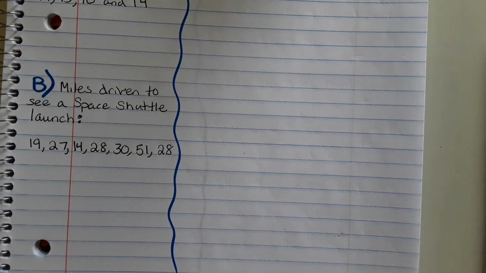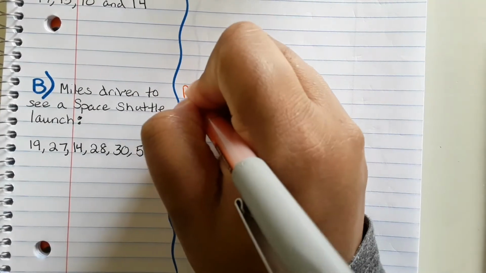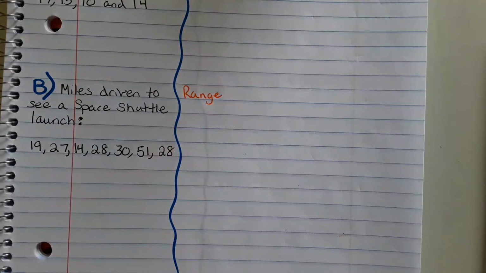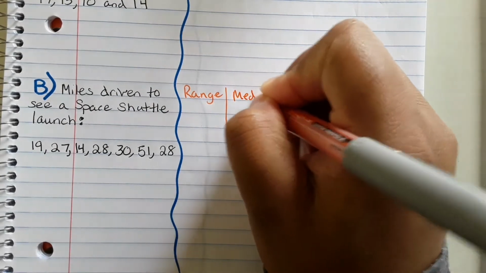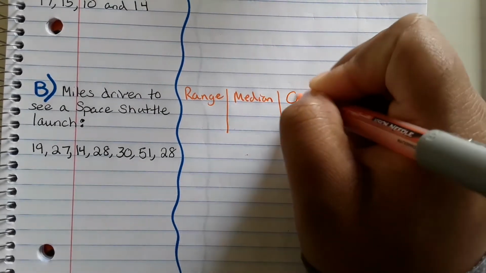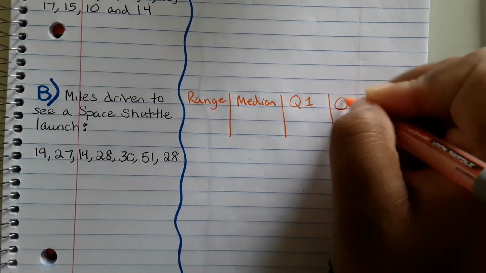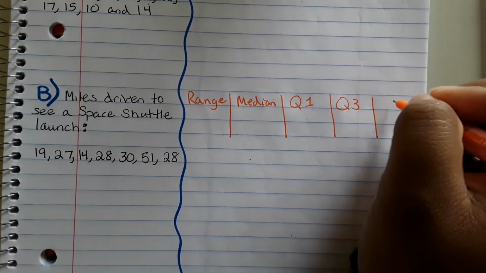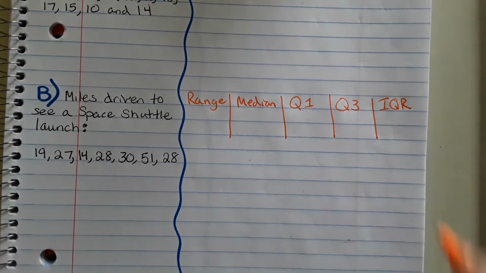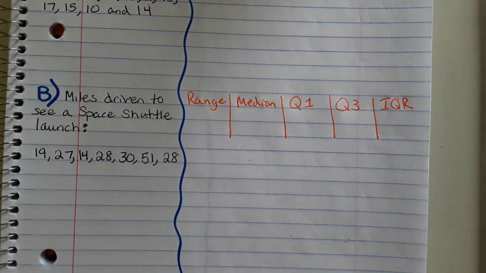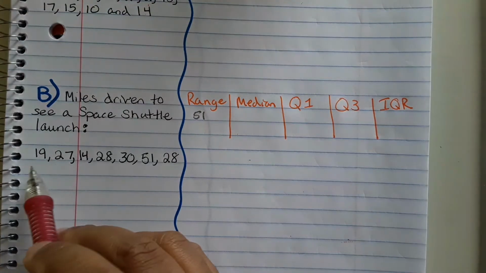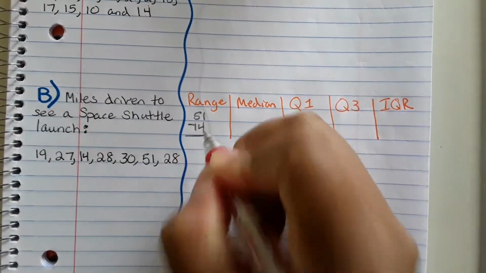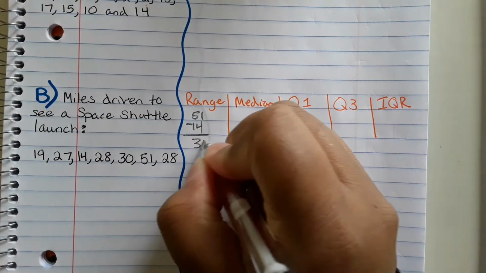All right, hopefully you found the range and the median. I'm going to put this up so we can just be organized. So I have my range. I'm going to look for also the median. We know we're going to find quartile 1, quartile 3, and then our IQR, our interquartile range. All right. For range, we know we find the largest number. In this case, it's 51. We subtract the smallest number, which was 14. Hopefully that's what you got. And the range would be 37.